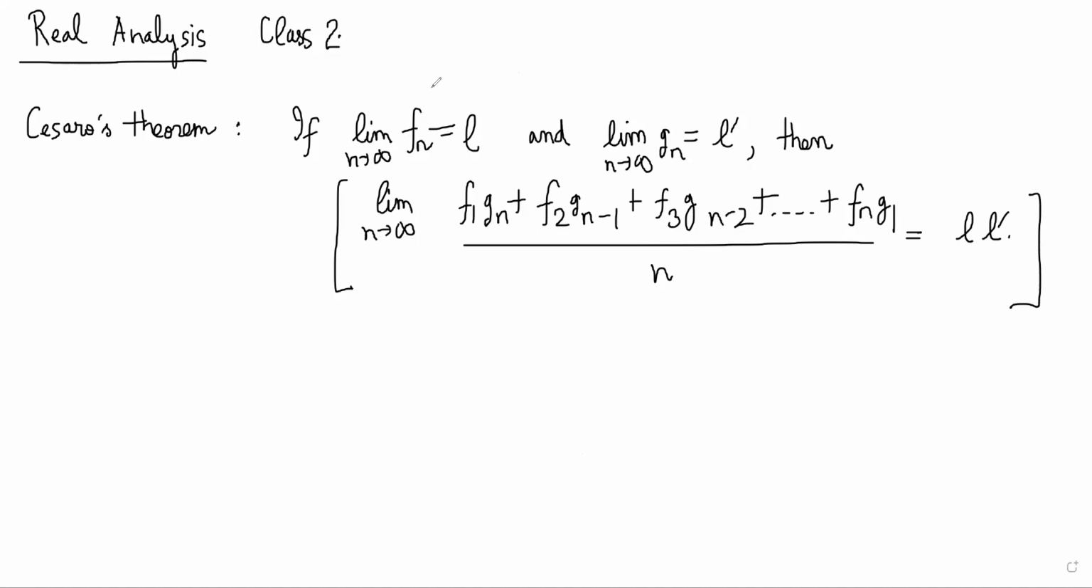Right? So Fn is converging to L, Gn is converging to L dash. Then this is like a product of terms on the top. There are n terms here. You are taking the average. Like you can write f1, f2, f3 till fn, and here you're writing gn, gn minus 1, gn minus 2 till g1. Multiplying these, you get n terms. You take the average of them. The limit is going to be L into L dash.